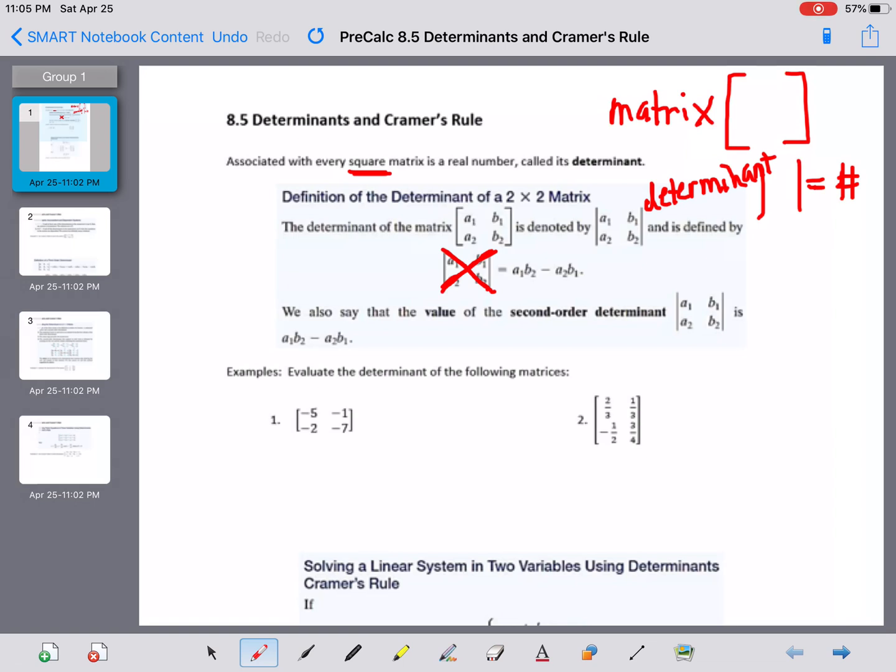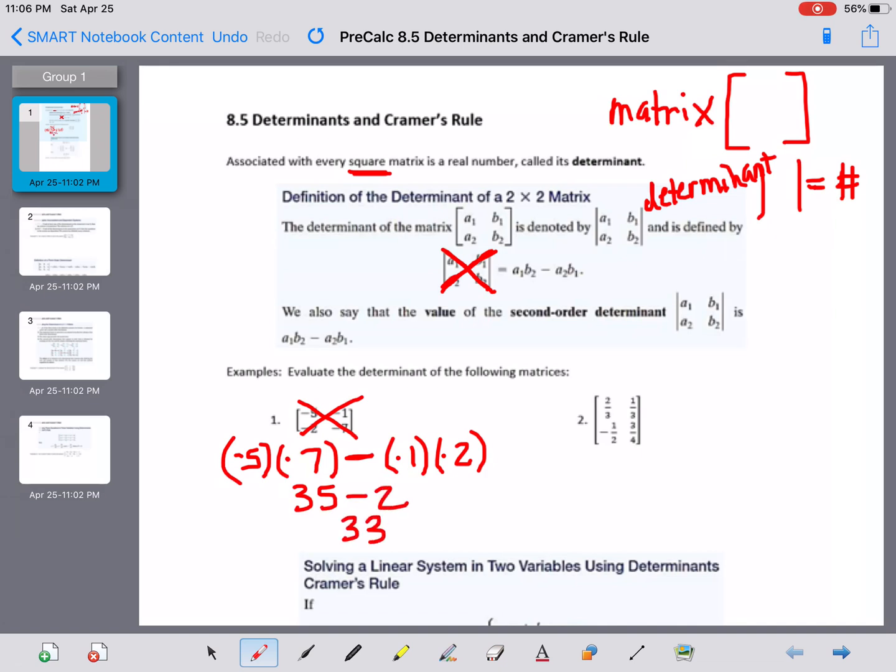So when I'm finding the determinant of these two matrices, I take the front diagonal and multiply it together, so -5 times -7, and I'm going to subtract the back diagonal, which is -1 times -2. So -5 times -7 is 35, minus -1 times -2 is 2. I subtract, and I get a determinant of 33. That's my determinant. All right, pretty easy stuff.